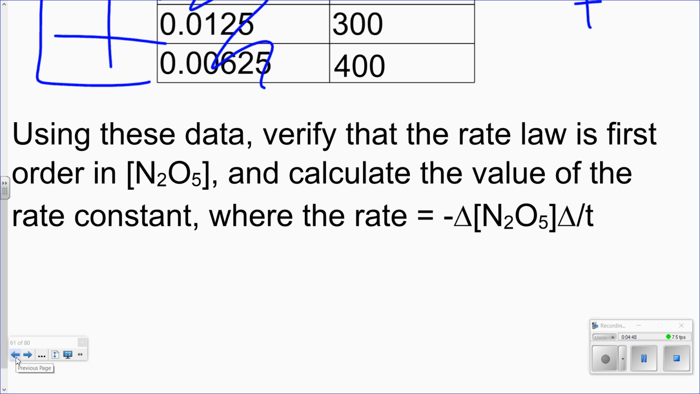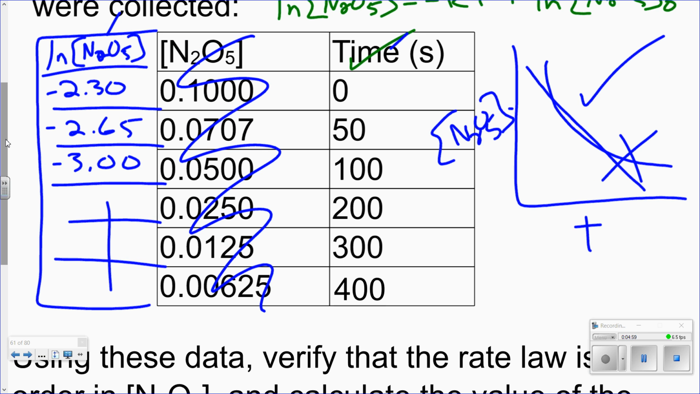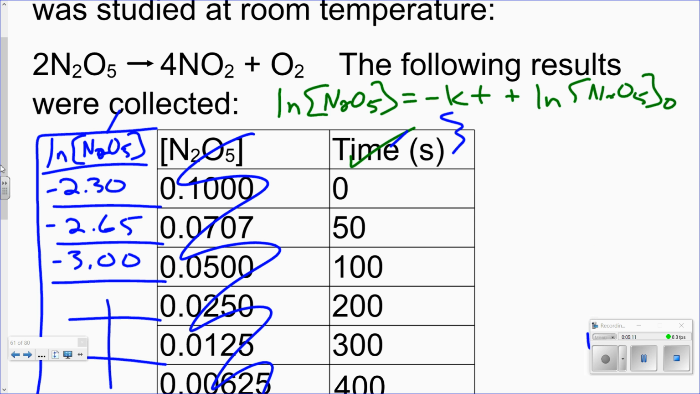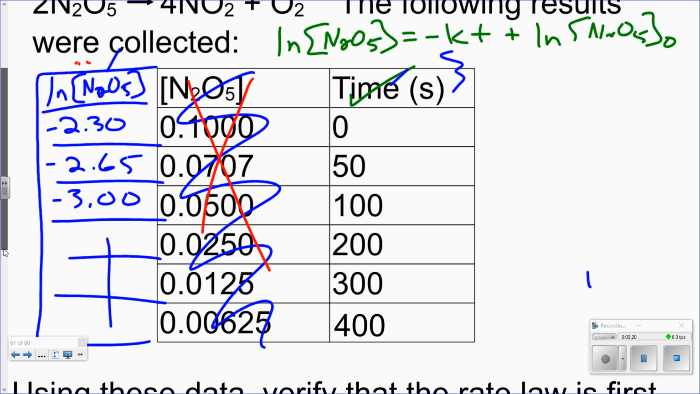It says to calculate the value of the rate constant, where the rate is negative, and so on and so forth. So all we need to do to find the constant is take the slope. The slope is k right here. Whenever they're asking you for the slope, all you do is rise over run. But be careful, because with rise over run, you don't want to deal with this data. It's the natural log data. So I would just take the two extremes.